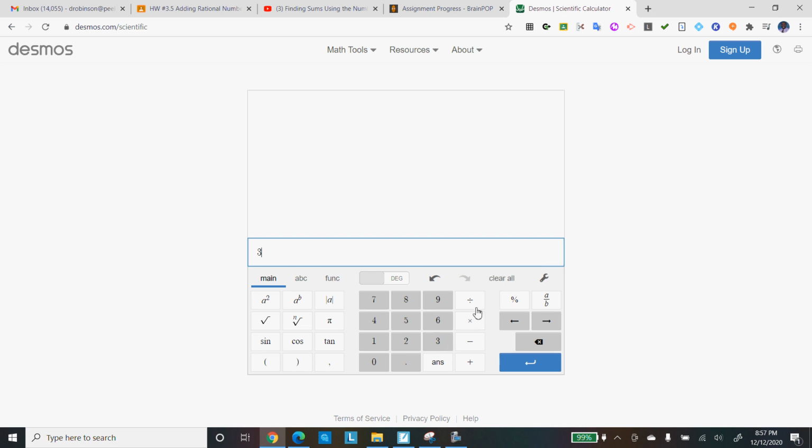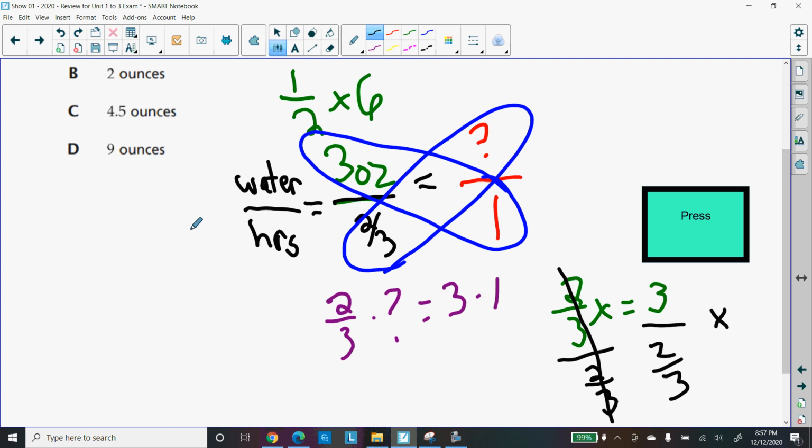3 divided by 2/3. So let me type a fraction there so I can get my fraction in there. 2/3. And that's exactly what I have. That's what I like about this calculator. It puts in exactly what you put in there. So 3 divided by a fraction of 2/3. And notice it gives me the answer on the side, 4.5 is my answer. So I got my answer of 4.5 ounces, and I am done with that question, which was letter C.